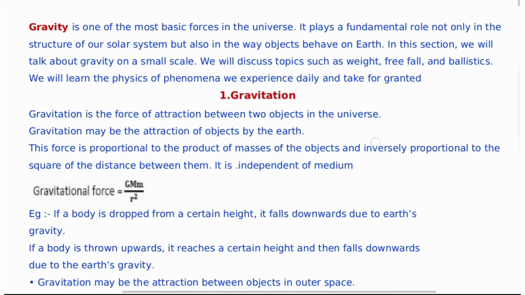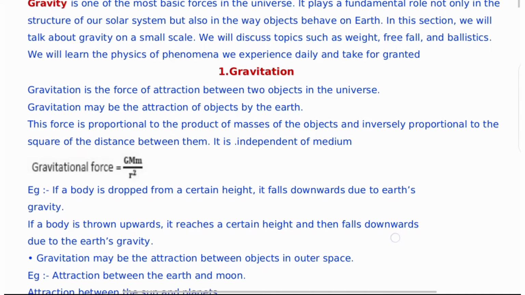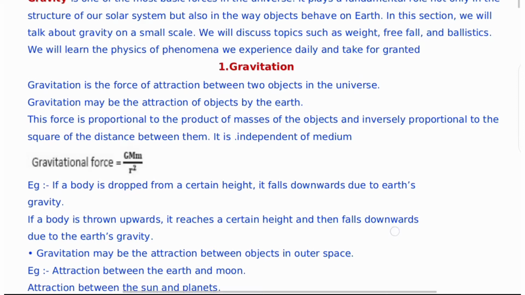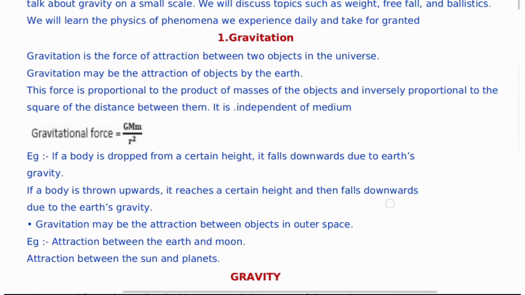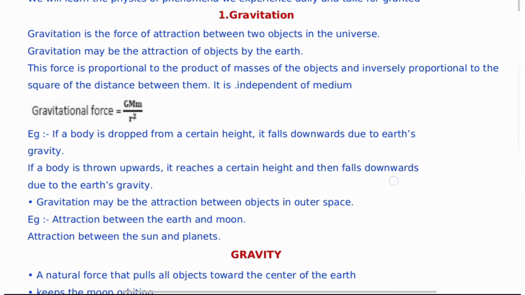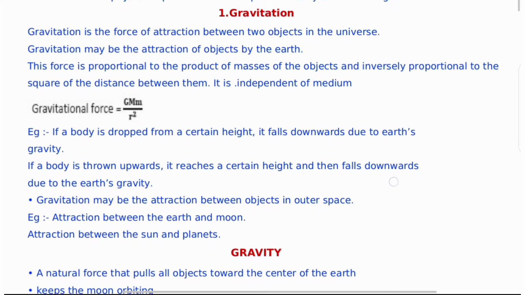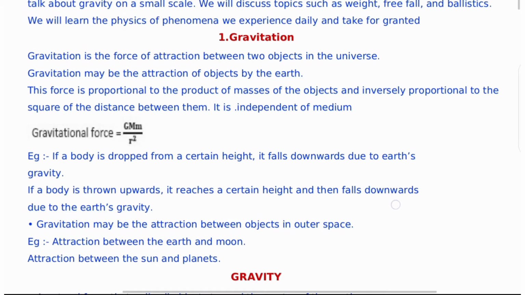E.g., if a body is dropped from a certain height, it falls downwards due to Earth's gravity. If a body is thrown upwards, it reaches a certain height and then falls downwards, due to the Earth's gravity. Gravitation may be the attraction between objects in outer space, e.g., attraction between the Earth and Moon, attraction between the Sun and planets.